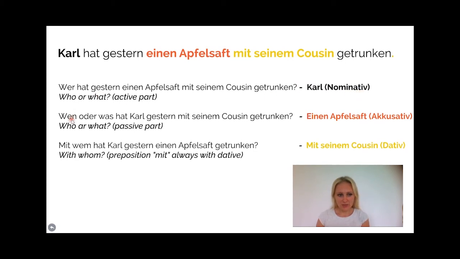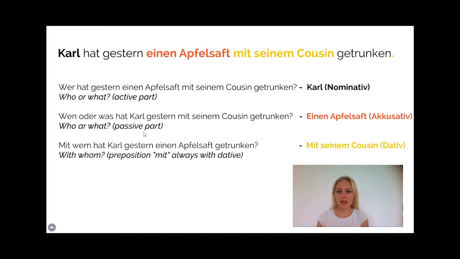Then the next case question, wen oder was hat Karl gestern mit seinem Cousin getrunken? Now this is the case question for the accusative case. So the question is who or what, but we're asking about the passive part. In English it's again who or what, but in German now the question word changes. So who or what did he drink with his cousin? It's about the passive part. We're asking about the object that he drank with his cousin. So trinken, whatever you drink, needs to be put in the accusative object.